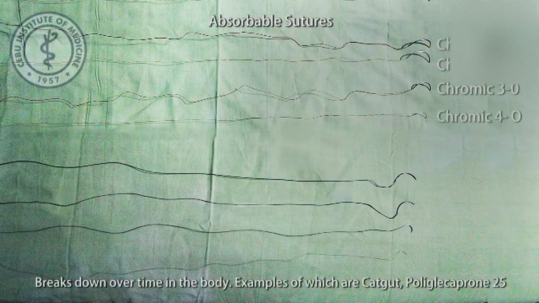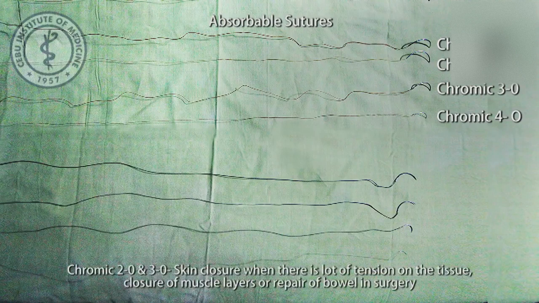Suture. Absorbable sutures break down over time in the body, examples of which are catgut and poliglecaprone 25. Chromic 0, for closing of the fascia layer in abdominal surgery. Chromic 2-0 and 3-0, for skin closure when there is a lot of tension on the tissue, closure of muscle layers, or repair of bowel in surgery. Chromic 4-0, skin closure.